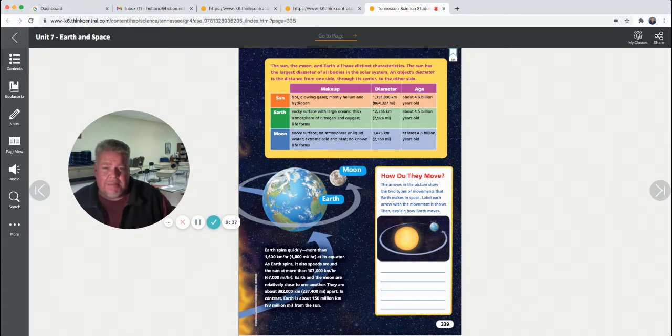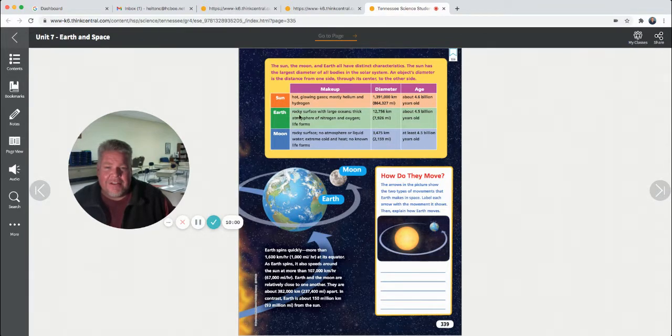The sun is made up of hot, glowing gases, mostly helium and hydrogen. Its diameter from one side to the other through the center is 1,391,000 kilometers, which is 864,327 miles. That's a big sun. It's estimated it's about 4.6 billion years old.